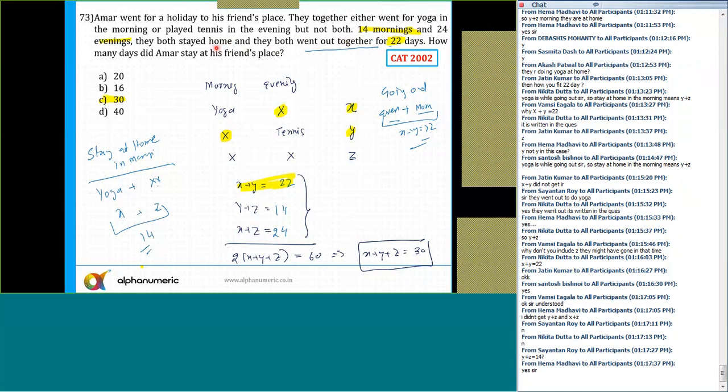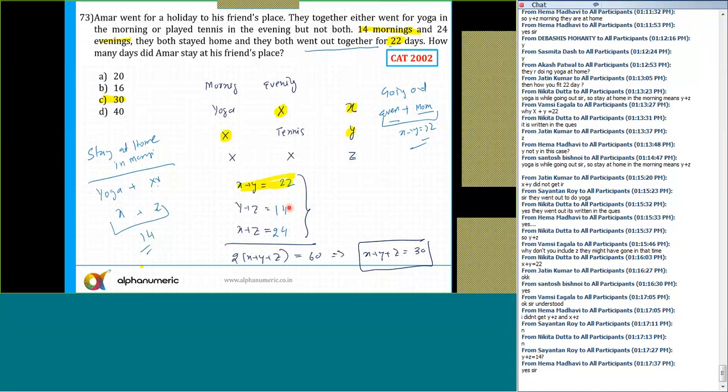On 14 mornings, they stayed at home. Means on this value they are not doing it in the morning, so they are staying at home. So I can say Y plus Z is equal to 14. That's right. So X plus Z is 24. Any confusion now? Yes, Santan, I have made the correction. Y plus Z is 14.